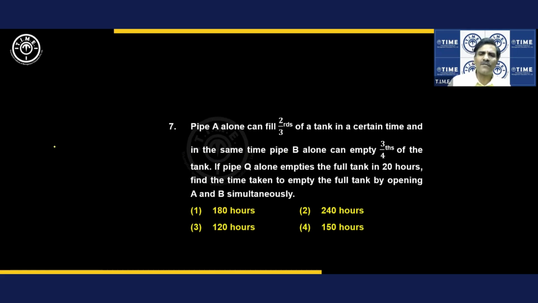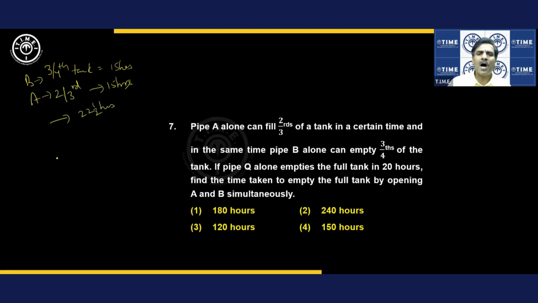So if you are observing carefully, pipe B alone empties the whole tank in 20 hours. That means 3/4 of the tank, it will be taking how much time? 15 hours, right? In that 15 hours, A basically fills 2/3 tank. So in 15 hours, if it is filling 2/3, that means the whole tank it will be taking 22.5 hours, right?